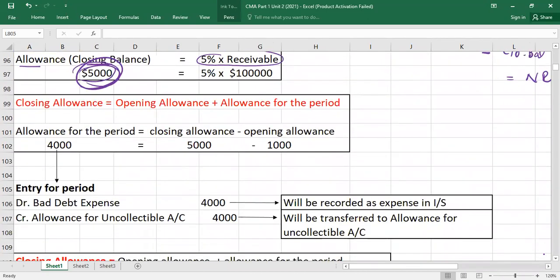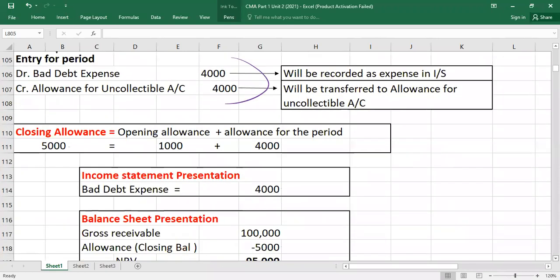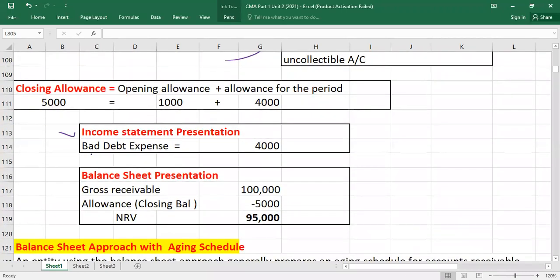Presentation is also there. Okay, we have completed here equations. Here we have a double entry, and here we have a presentation. For income statement, you will write brackets expense there, and for balance sheet, you will follow this as a template. Clear? I hope so. It is easy.